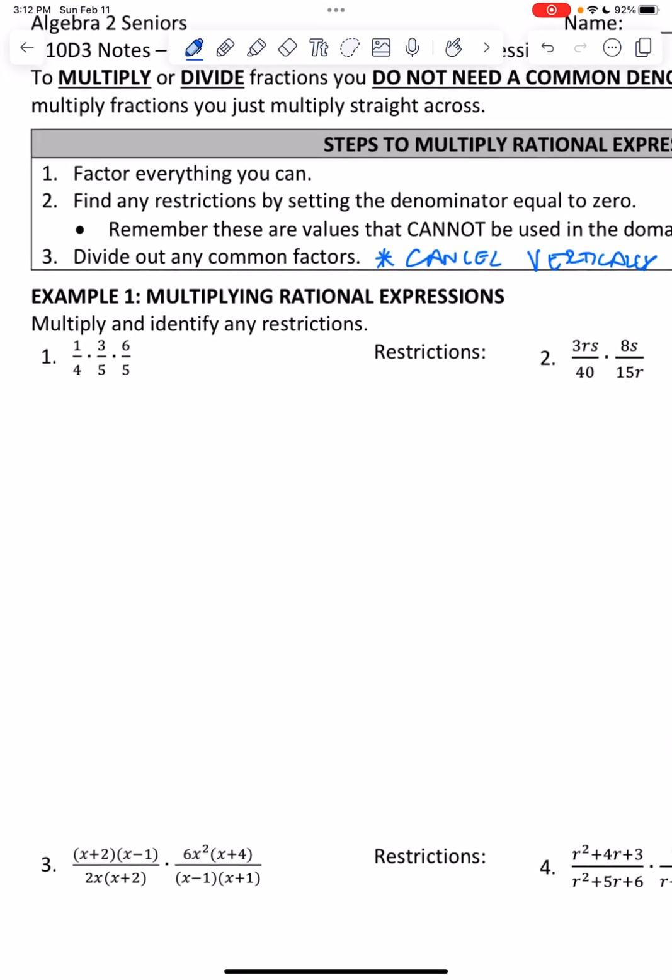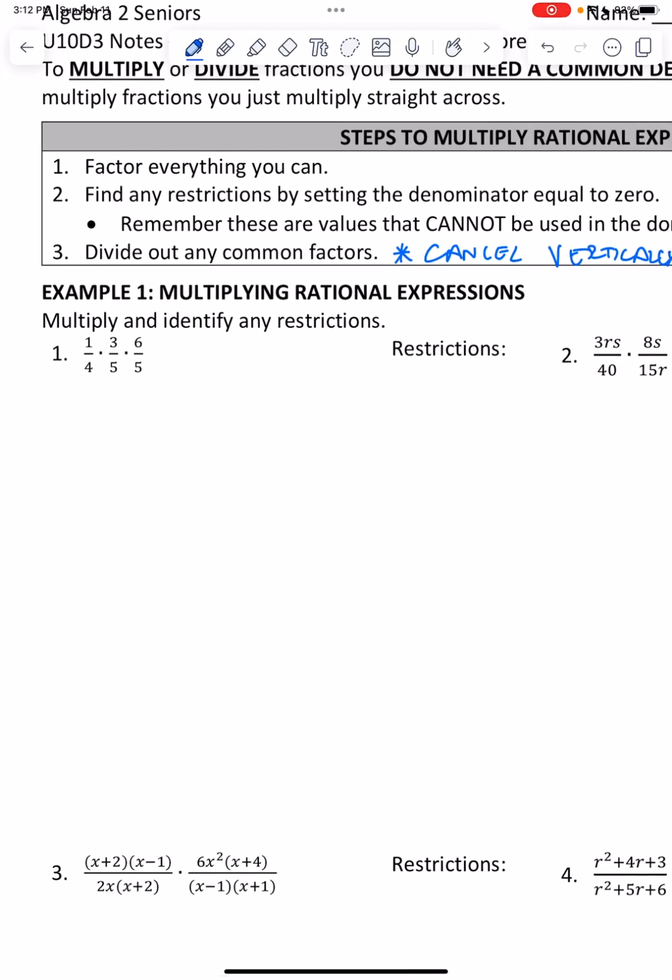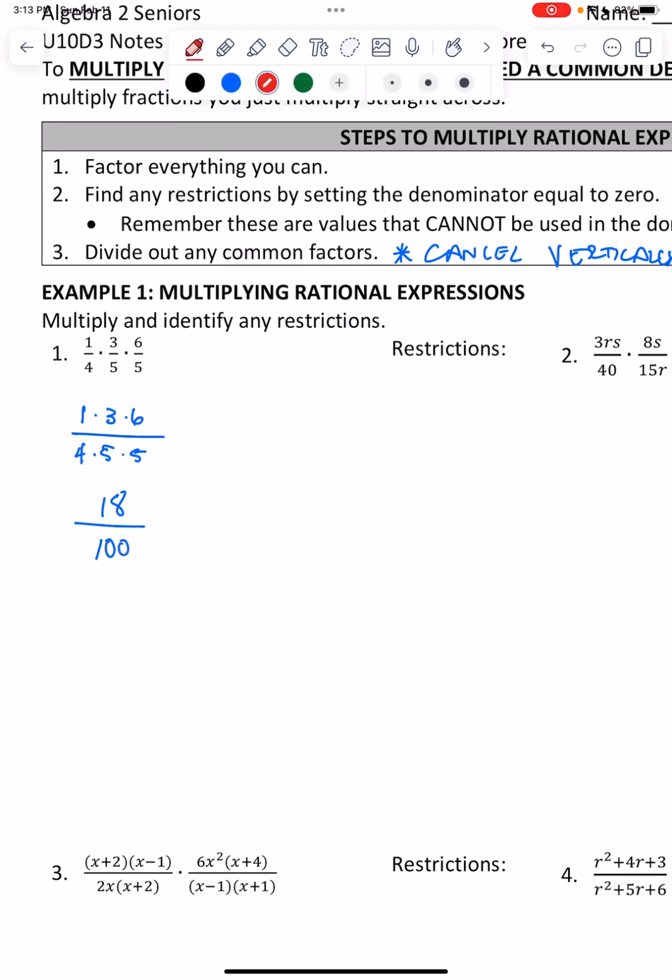Now, as we work with these, this first one, just a review with fractions. So when we multiply, we just go straight across. So this is going to be 1 times 3 times 6 over 4 times 5 times 5. Okay, so 1 times 3 is 3 times 6 is 18 over 4 times 5 is 20 times 5 is 100. And then again, once we get that, we look to see what we can cancel out.